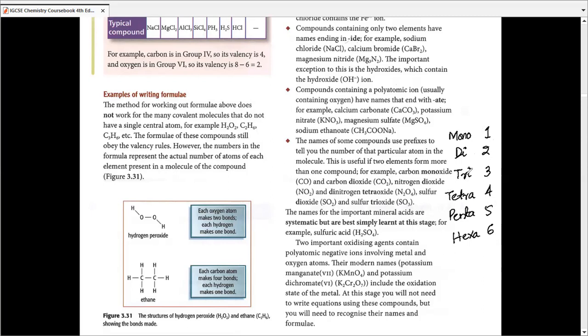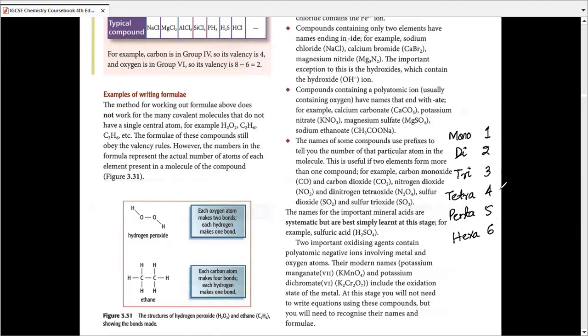So these are the prefixes commonly used in the naming. If the number of atoms is 1, you use the prefix mono, then 2 for di, 3 for tri, 4 for tetra, 5 for penta, 6 for hexa, so on and so forth. If you remember the numbering in this way, it should be easy.